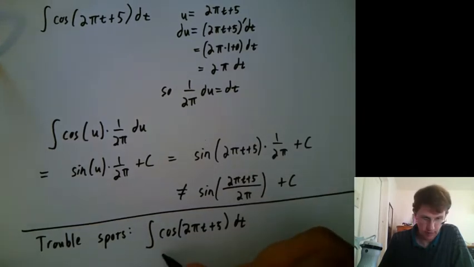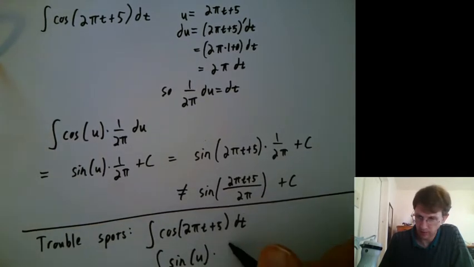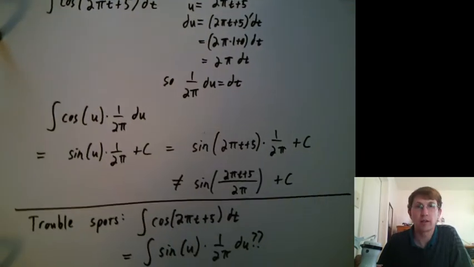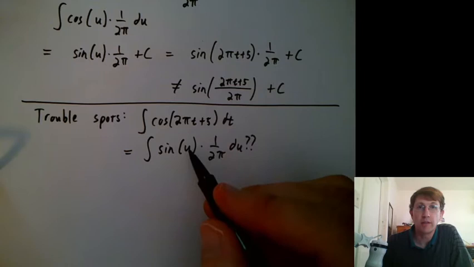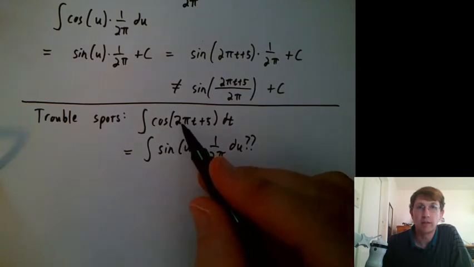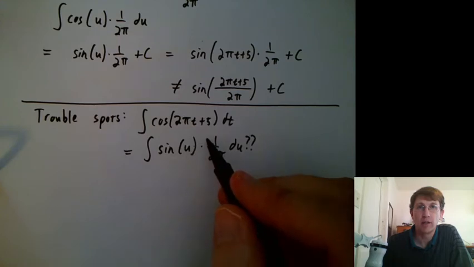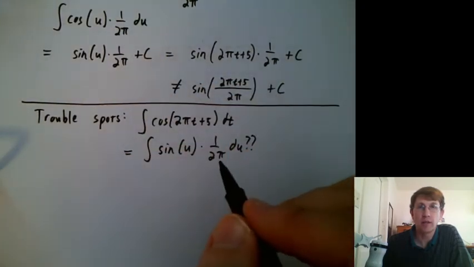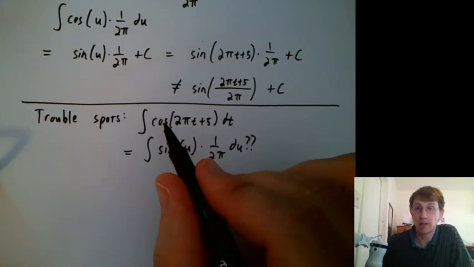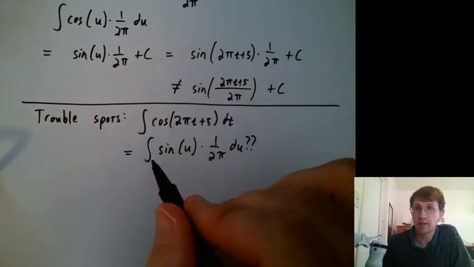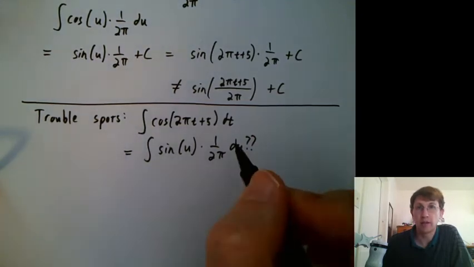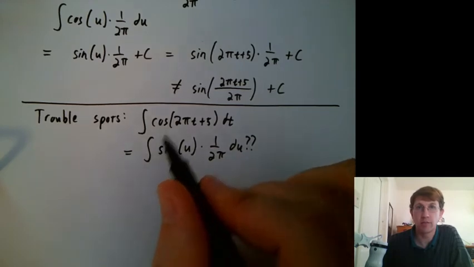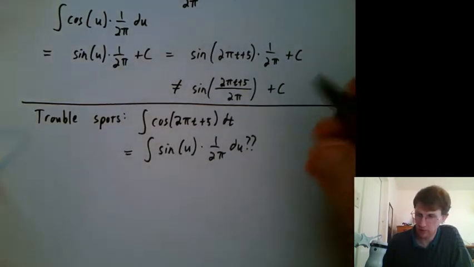Can I say that this is the integral of sine of u times 1 over 2 pi du? What do you think? Well, I have replaced the 2 pi t plus 5 with the u, and did the du dt thing, but I already took the antiderivative of cosine and got sine, so I shouldn't still write the integral. If I'm still writing a du, I should still be writing the integral, right? But then I shouldn't take the antiderivative of cosine.